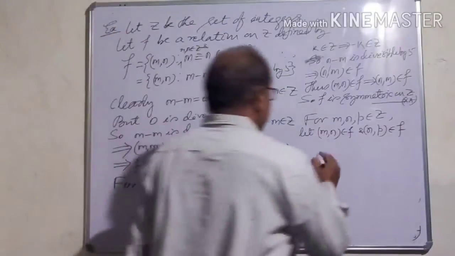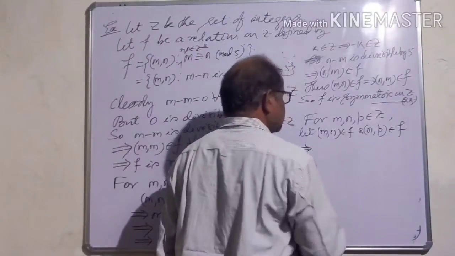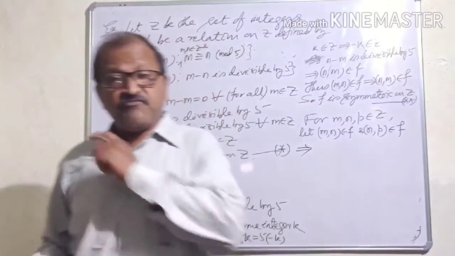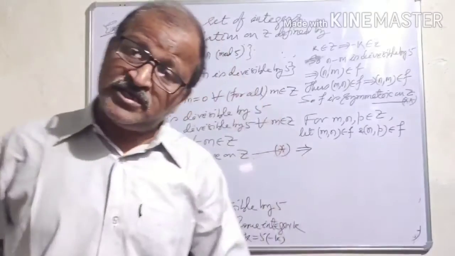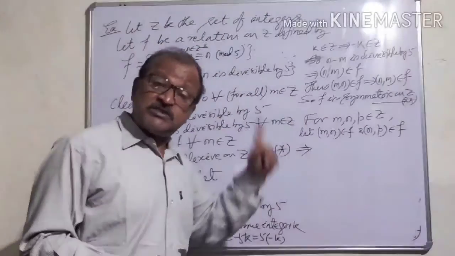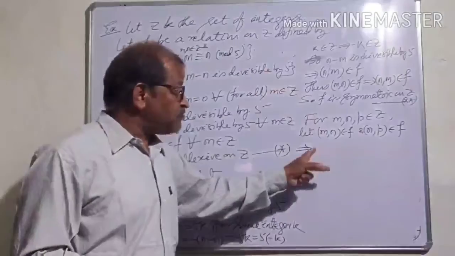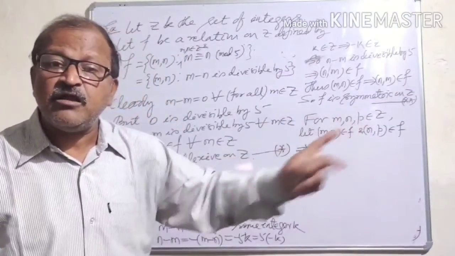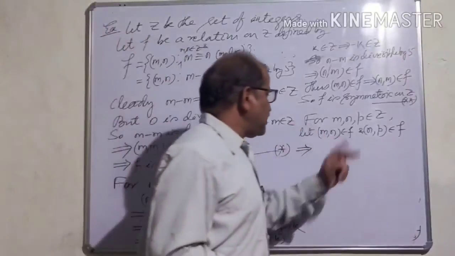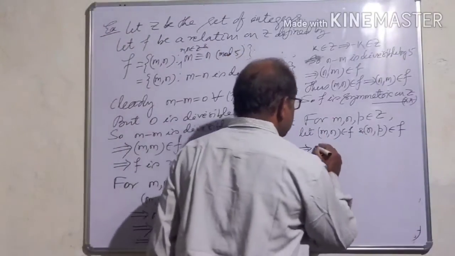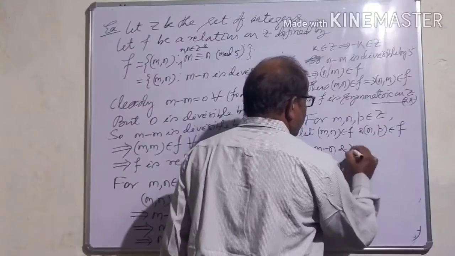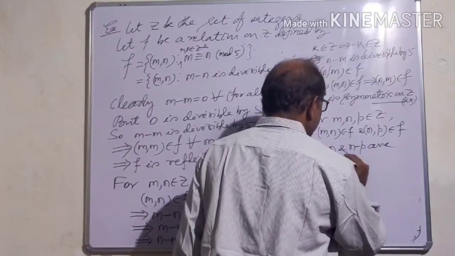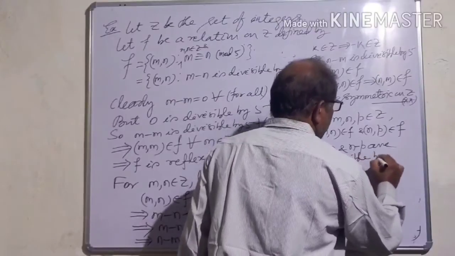And this implies, because we have to take this for transitivity. What is transitive relation? If x is related to y and y is related to z, then x must be related to z. So first we have to take x, y and y, z and test whether x, z is there or not. Yes, M, N, N, P. This implies M minus N and N minus P are divisible by 5.